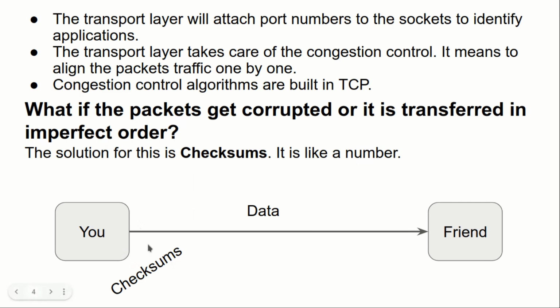Alright, so similarly, your friend has received this data. Now the mathematical calculation will also happen on the friend's side, so it will also identify this data. Now if both the checksums, or both the mathematical calculation numbers, are equal, then it will be assured that the data is not corrupted. If they are not equal to each other, then it will understand that the data is corrupted in between.